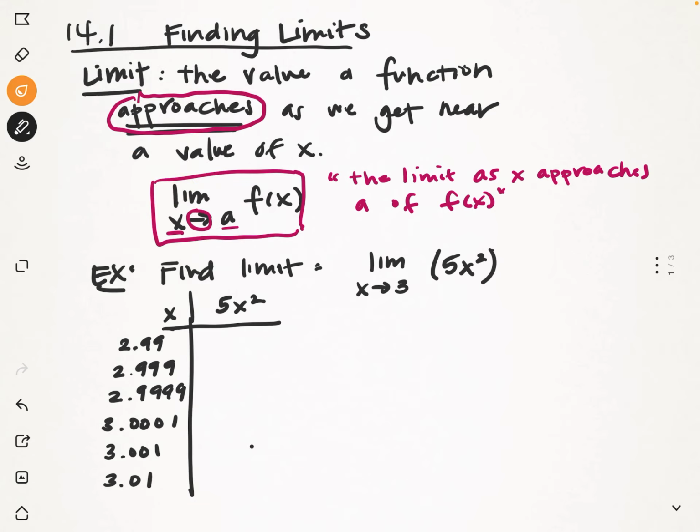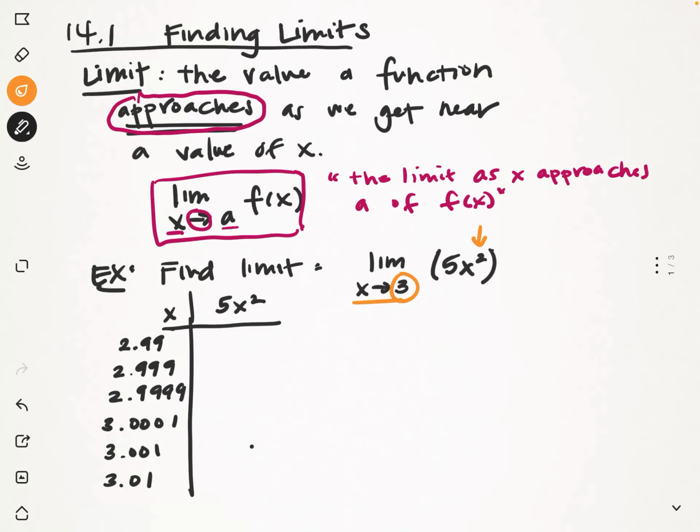It says find the limit as x approaches 3 of 5x squared. Now, I shouldn't say this yet, but I will anyway. If you're allowed to plug in the value, so let's say x approaches 3, if it's not going to break our math rules, then we can plug it in, and that value will be the limit. So if we plugged in 3 for x and simplified, that would be the limit for this one. But let's verify that using our table.